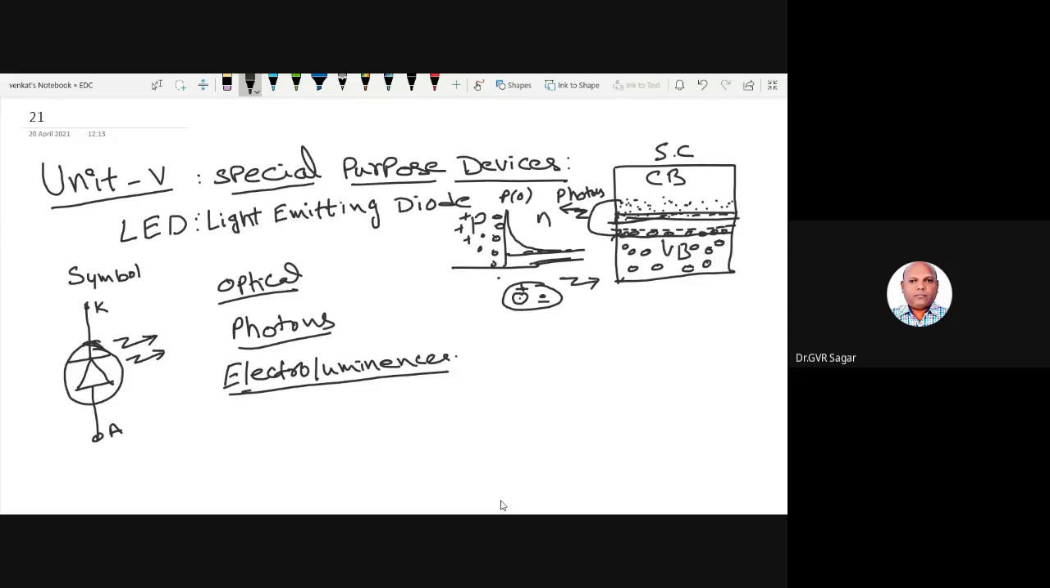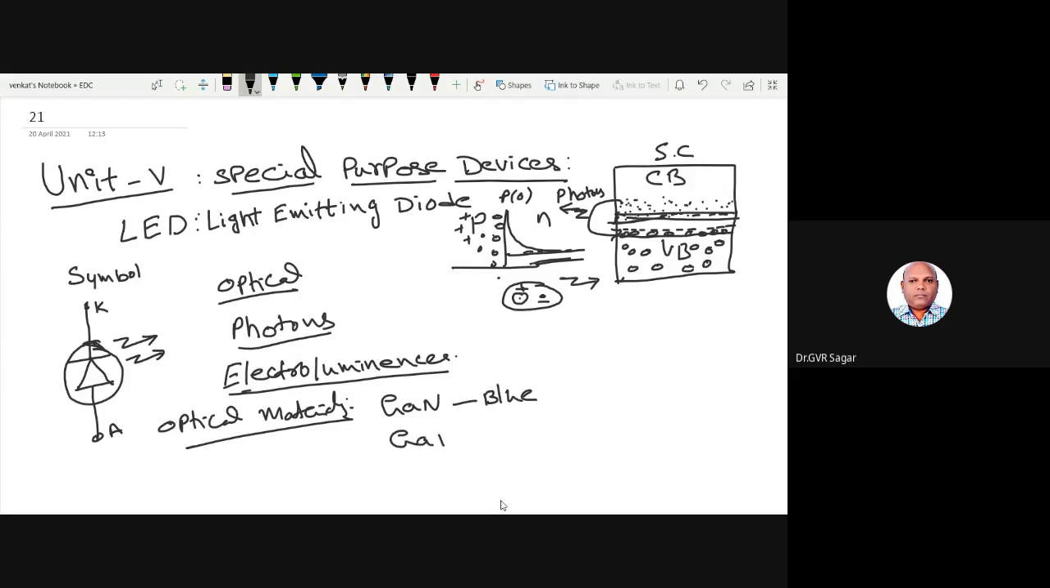So to generate this electroluminescence process, we are using optical materials. Different optical materials will generate different colors. If you take gallium nitride, it generates a blue light.